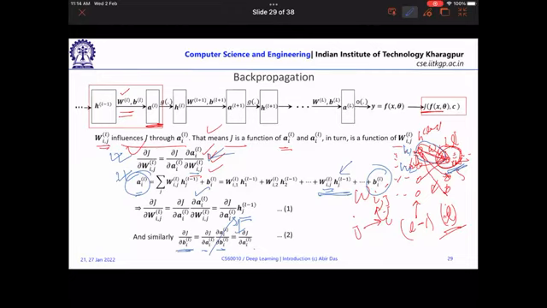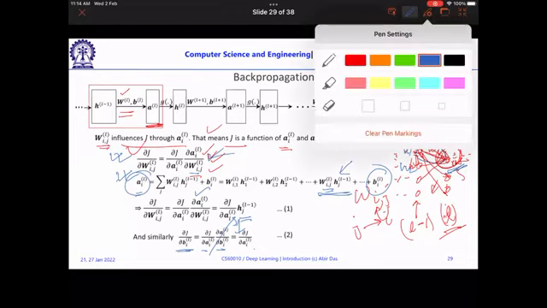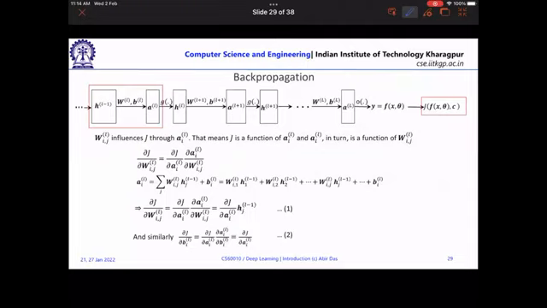Let me clear the pen markings. So this is what you are getting. We are after these two, right? To compute them, we need this and this. See that del J del AIL appears in both equations, 1 and 2. We will see how we get del J del AIL. But at least this we have got from the forward pass, right? HJ of L minus 1 from the forward pass.